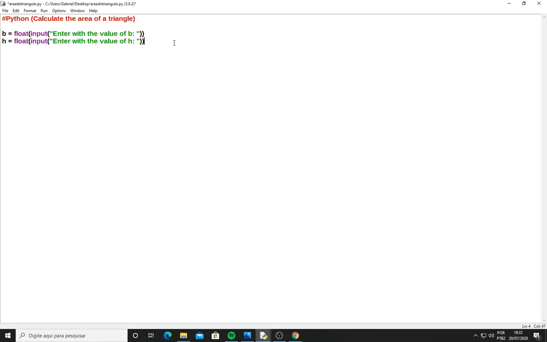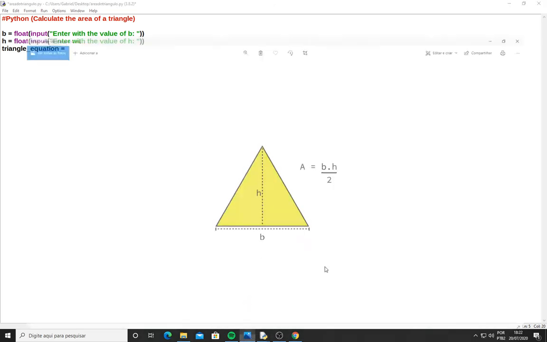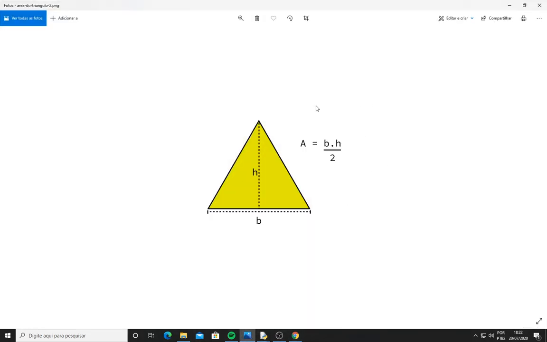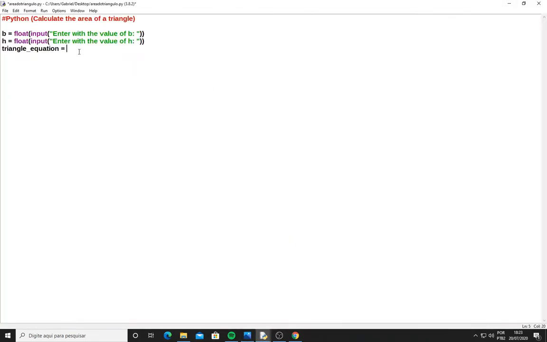Now I have the full formula. I can call it full formula or triangle equation. So what's the triangle equation? In this picture we have the whole formula, and it says to me it's b times h divided by 2. What I can do here is write this.